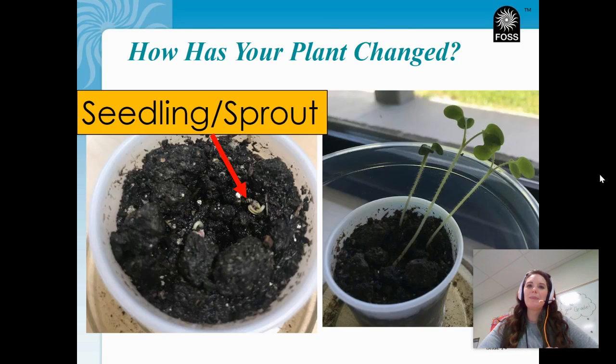Here is an example of how my plant has changed over the last few days. So remember, our focus question is, how has your plant changed? You can see in the first picture, this was actually from last Friday, so 1 week ago, my brassica plant was just starting to sprout. It was a seedling. And here on the right, you can see now all 3 of my brassica seeds have sprouted, and they are growing towards the light. They are growing out towards the window.